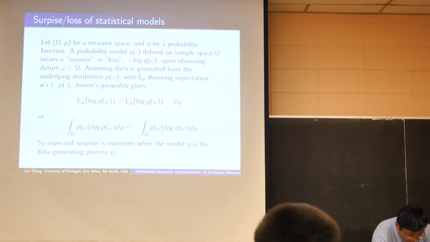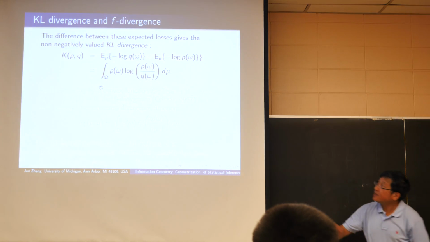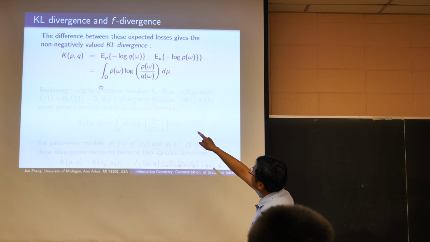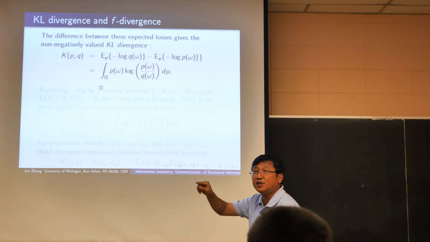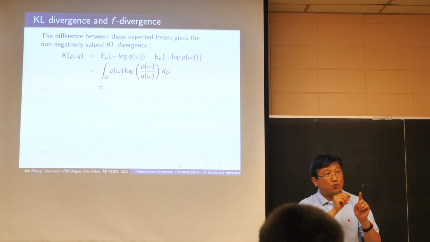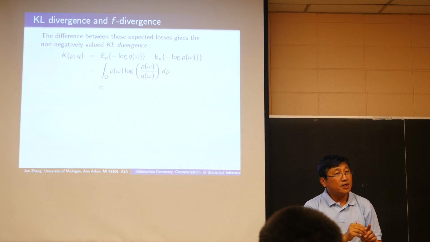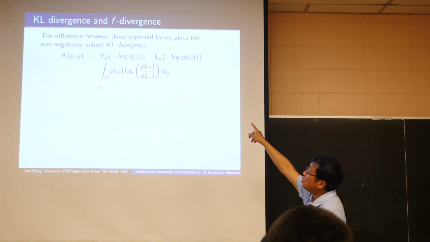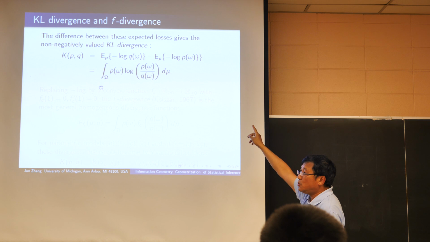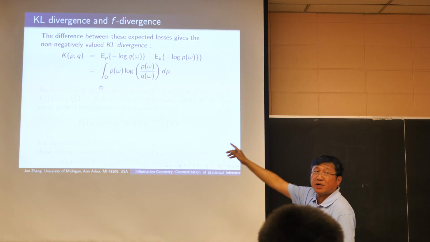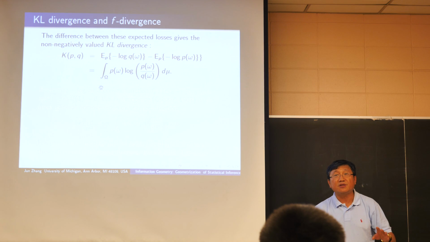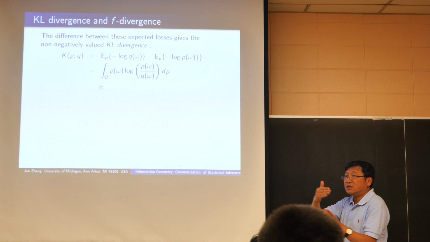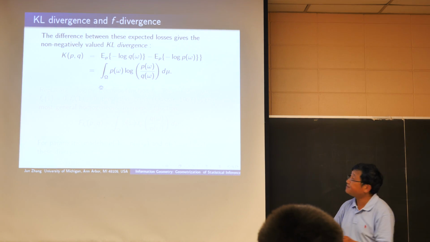Now, once you have that, if we take the difference between the expected loss of the model, where the subscript P on the expectation means with respect to P, the true data generating distribution, so we take the expectation of the loss of the model Q, and the difference of that with respect to the minimum loss, this is nothing but the KL divergence, which is very well known in statistical machine learning. So the KL divergence is just the difference between the expected loss and the minimum loss.